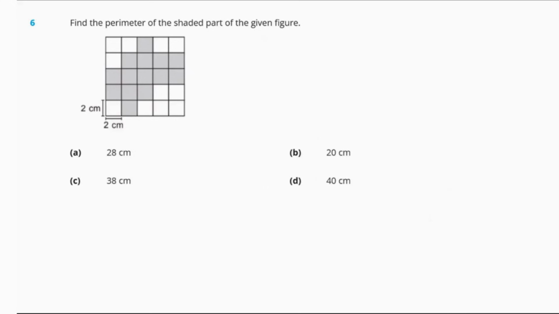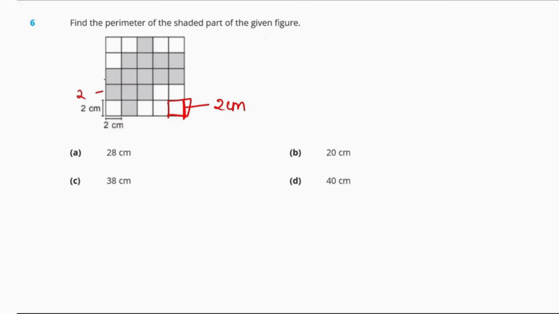Okay. Now, the question is find the perimeter of the shaded part of the given figure. Okay, this is the question, right? So now it is given to us that each side of this small square is equal to 2 centimeter, right? Now we have to take the distance of all the sides, right? So let us start counting.